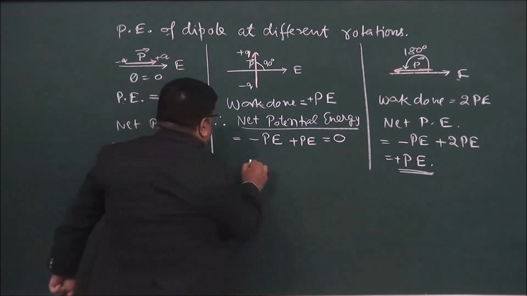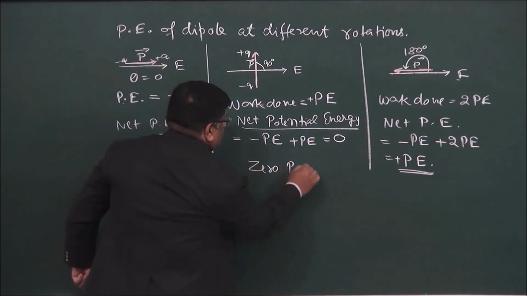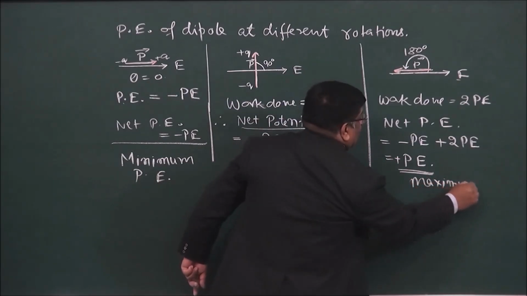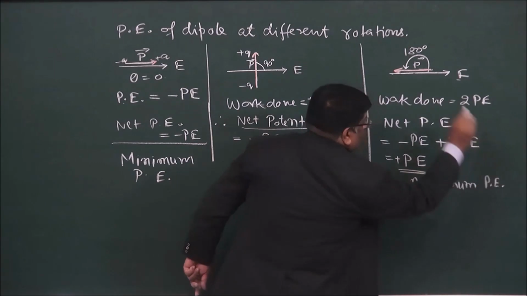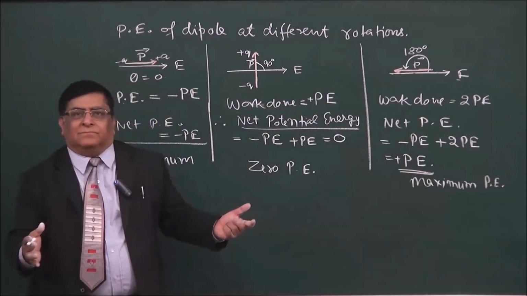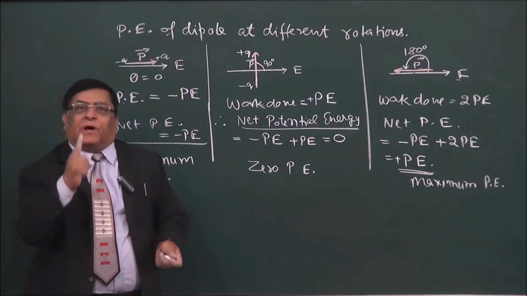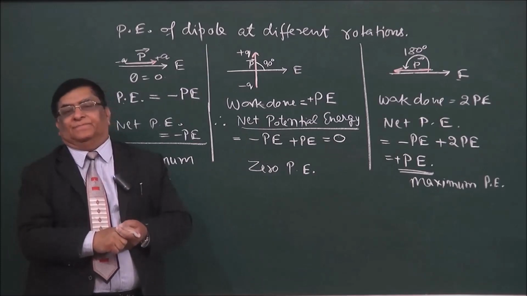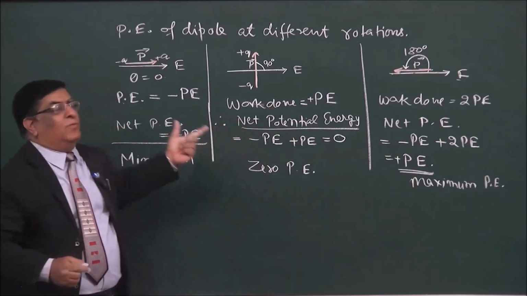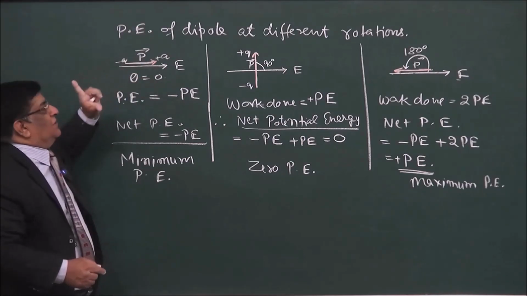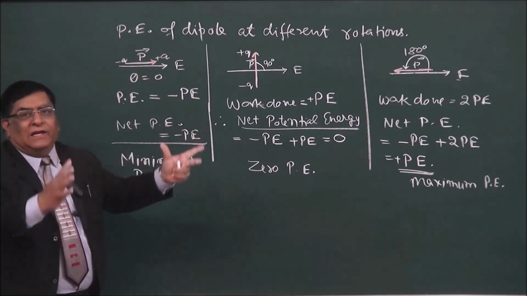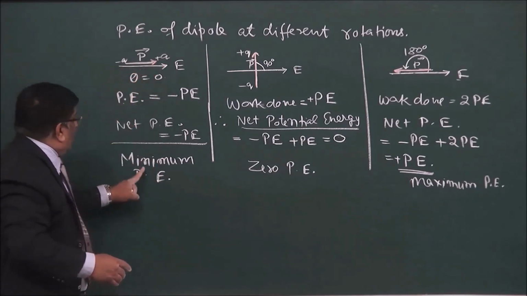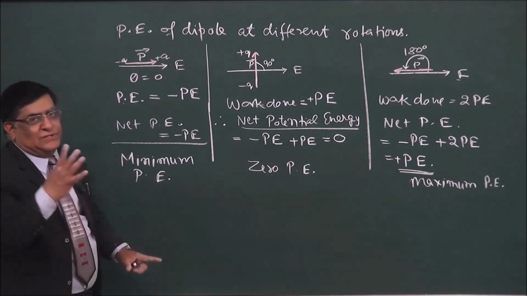This is 0 potential energy. And this is maximum potential energy. Please remember this. Now, any system in our nature tries to come to the situation of minimum potential energy. And therefore, the dipole would like to come back to this position. Whenever we disturb a dipole and leave it, what will happen? It will turn and come back to this situation, because here it needs minimum potential energy.